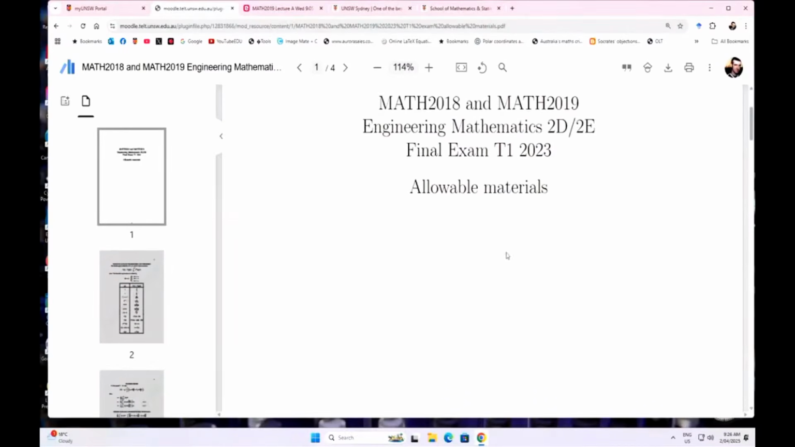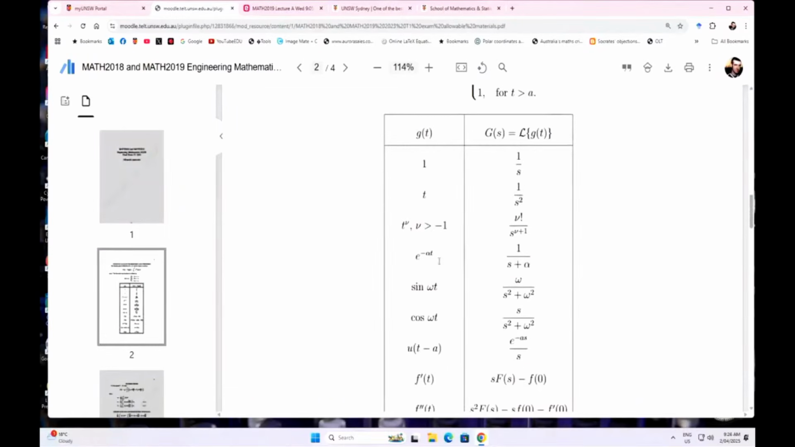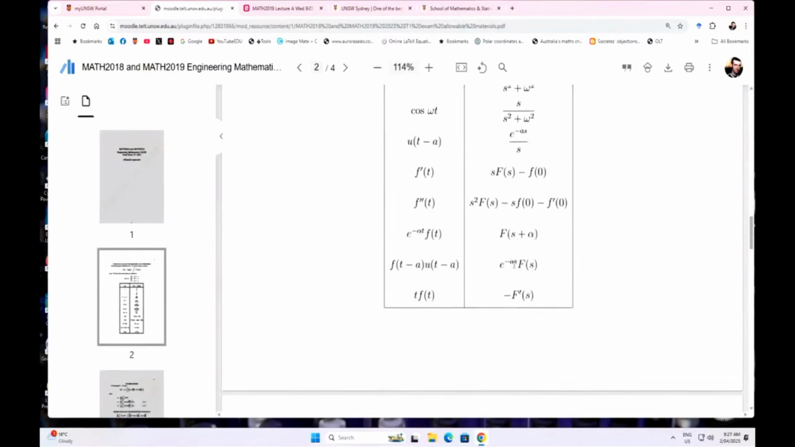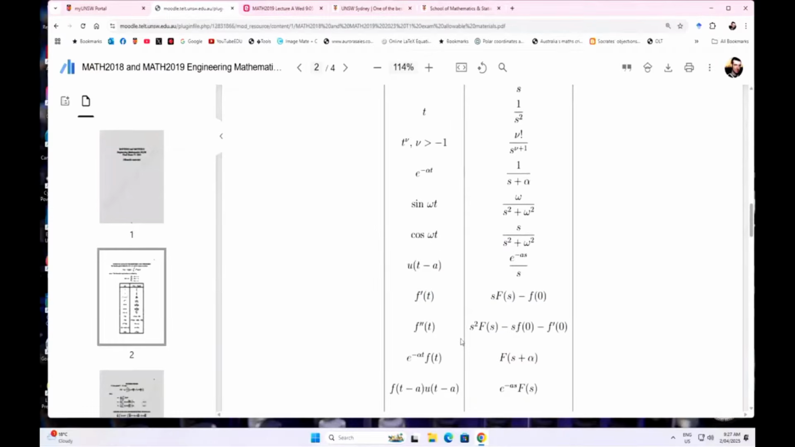Okay, so allowable materials. Same sort of basic things. There's no gamma function, you don't need it. And then there's the Laplace transform of derivatives. If you look at it side by side, there's a few things here, but you can get these things from the basic table. I think it's important to know which ones you're going to get and which ones you need to know. Actually, you don't need to know anything. As long as you have a basic table, you can use that to get all the other transforms. So I wouldn't stress about it too much.